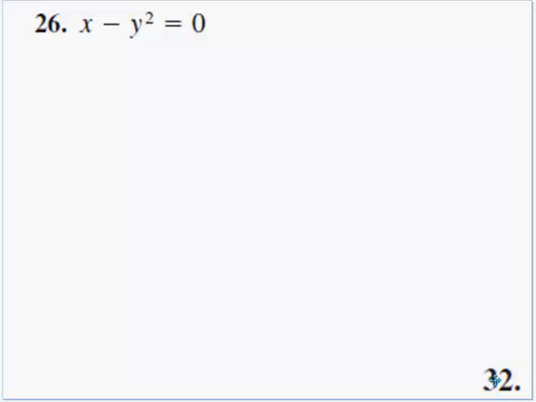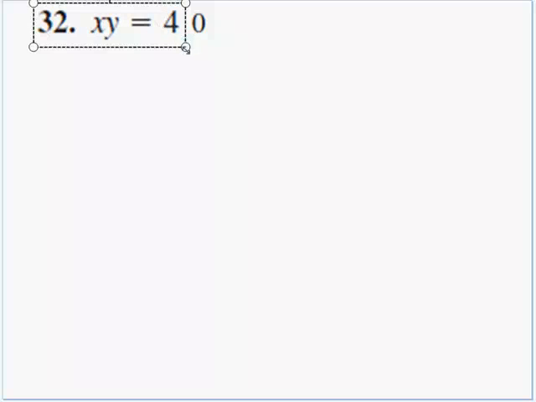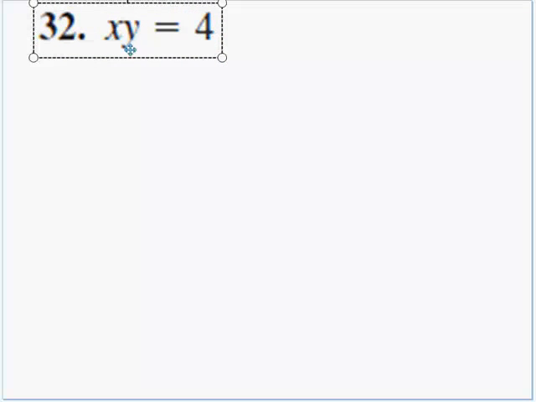Number 32. And make that a little bigger, cover that up. Okay, we got x times y equals 4. This isn't a too bad of a one. Let's check the x-axis.